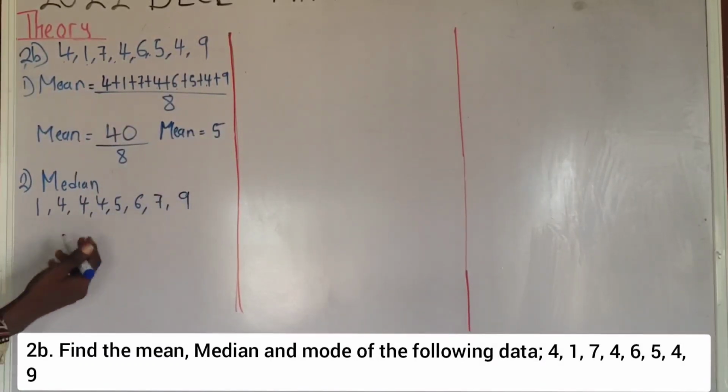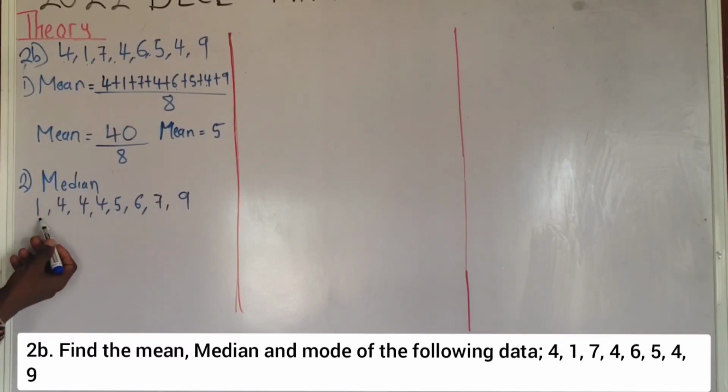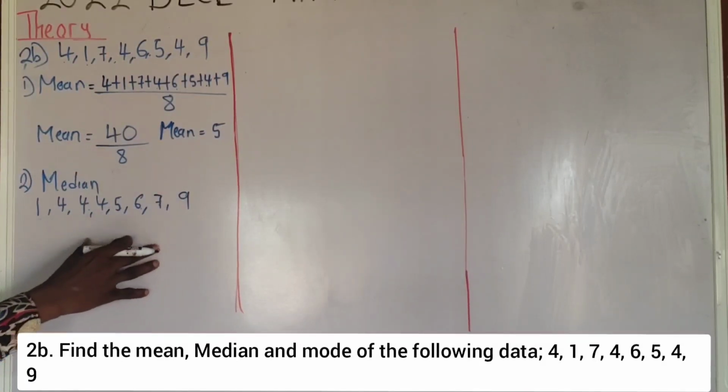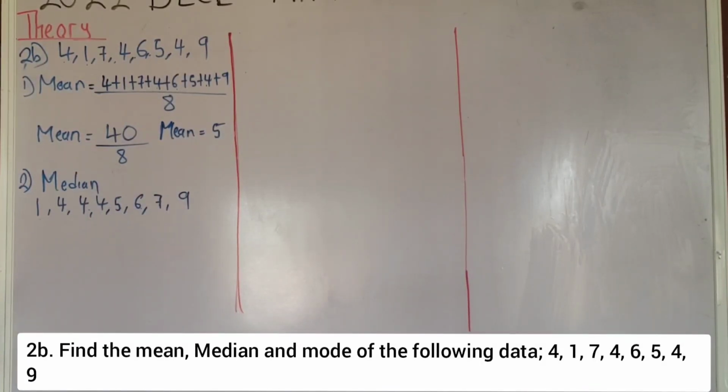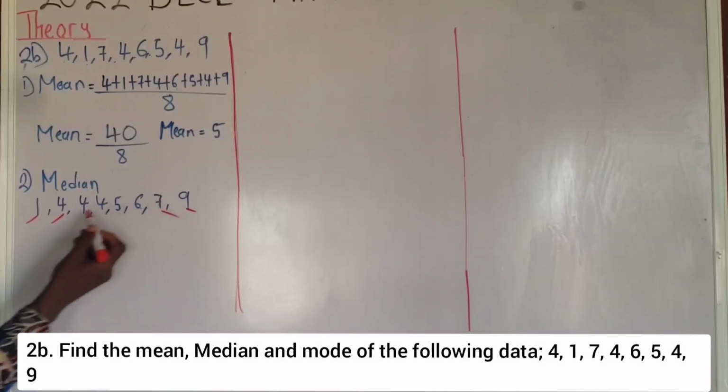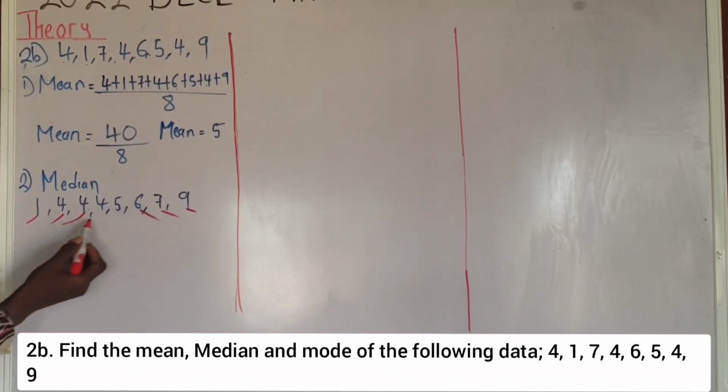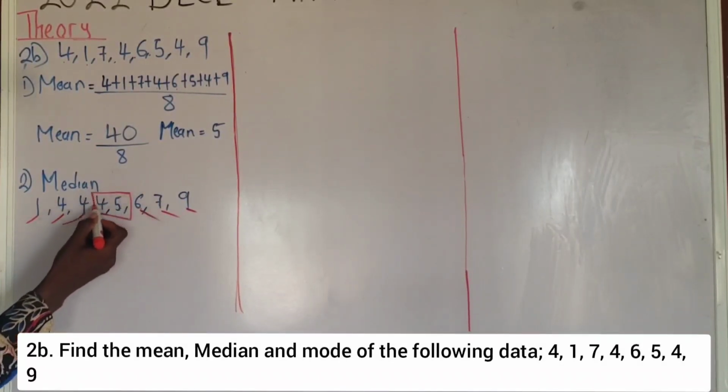So we have already arranged this in ascending order. Ascending order simply means in order of increment. Count all the data that you have: 1, 2, 3, 4, 5, 6, 7, 8. Now you have to look for the middle number, the number that falls at the middle, because mean, median, and mode are the measures of central tendency. We have two numbers at the middle, which are 4 and 5.